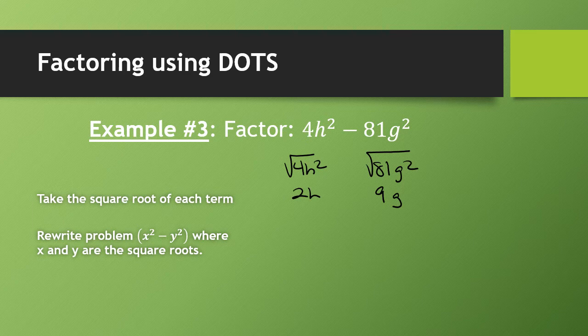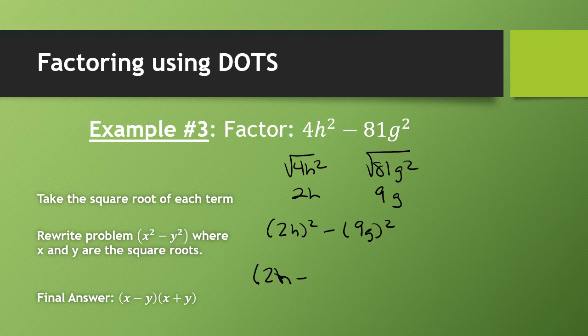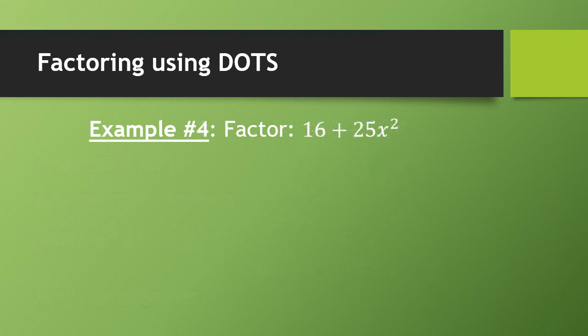So now when I look at this particular problem, I'm going to rewrite this. This is 2h squared minus 9g squared. So we write it in the same exact format every time, which now means I can write my answer as x minus y times x plus y. So in this case, x is 2h, y is 9g, so 2h minus 9g, 2h plus 9g. All right.